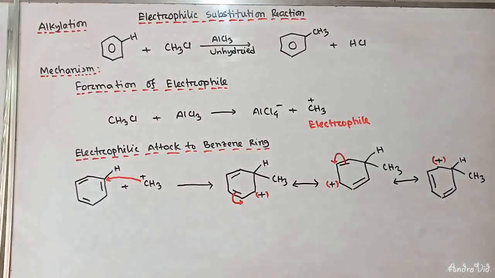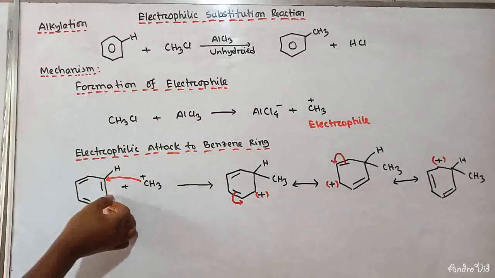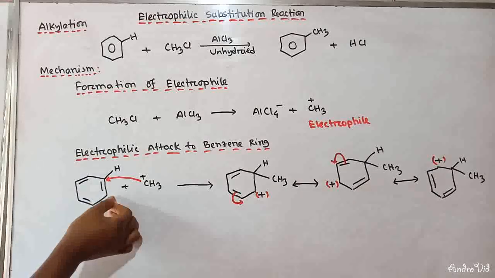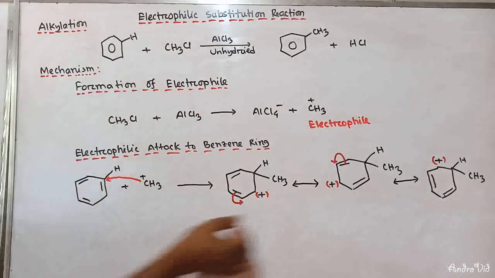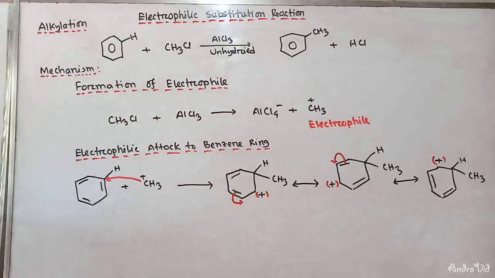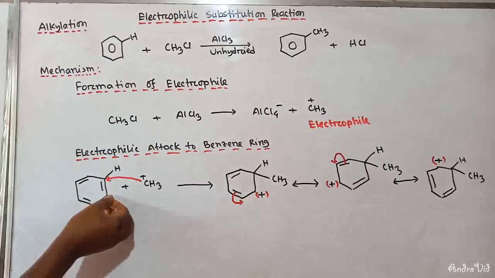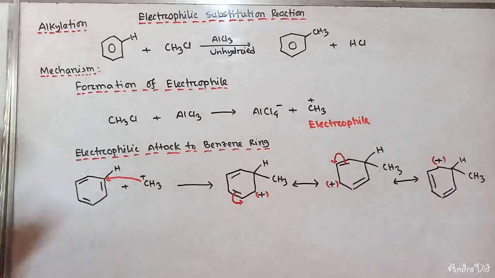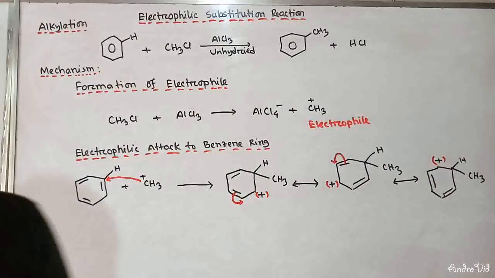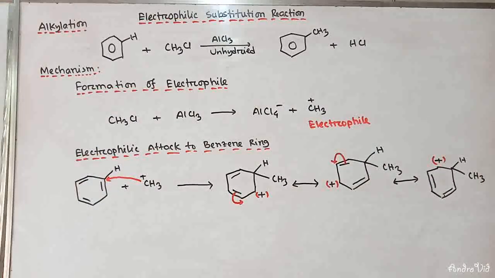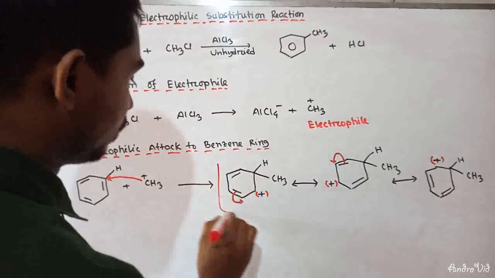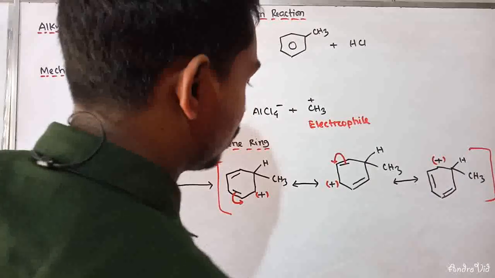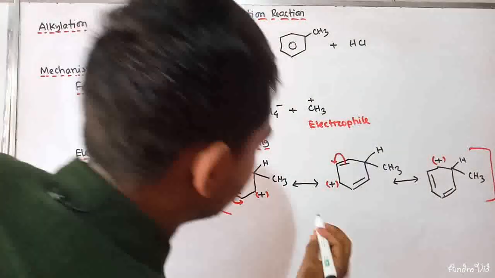So there is a movement of positive charge. Just look at the structure please. For the first time the positive charge is here, and the second time the positive charge is here, and for the last time the positive charge is here. So first the positive charge is here, then here, and then here. So there is a movement of positive charge. Basically this is called the resonance effect, and by this way you will get three structures here, and you can write these three structures like this.